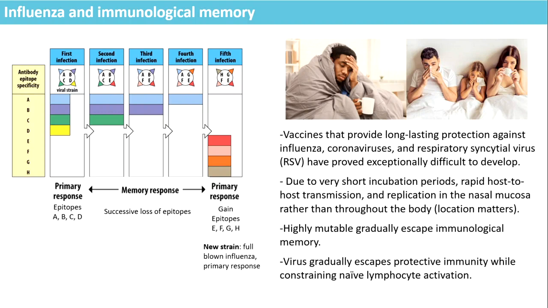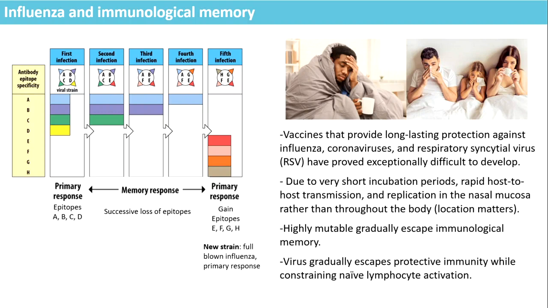This was a figure shown earlier in the module, looking at the first infection through to about the fifth infection. On the first infection, we mount a primary immune response against epitopes A, B, C, and D on influenza. As the virus starts to mutate and we get different versions of the virus, we have different epitopes, but essentially we will primarily use memory response to target these.